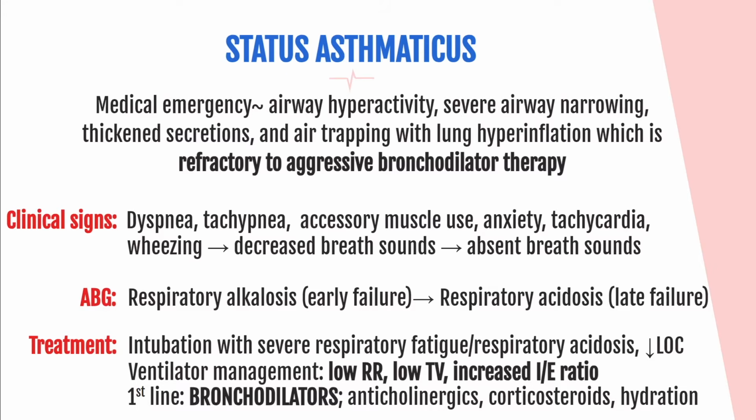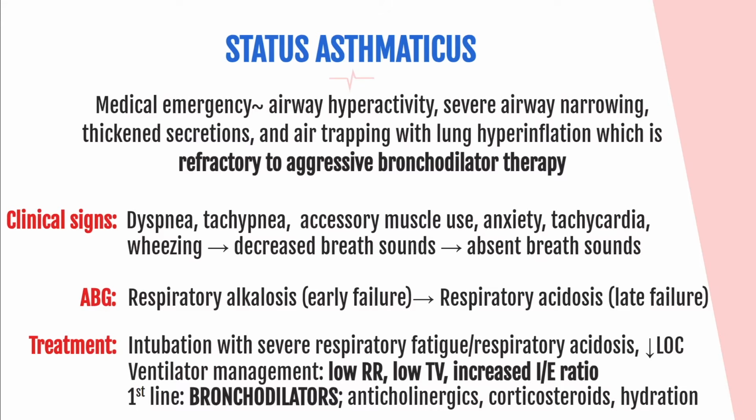When it comes to pharmacological treatment, our first line is going to be bronchodilators or beta-2 agonists, such as albuterol. We can also utilize anticholinergics, such as ipratropium, corticosteroids. And lastly, we want to keep these patients hydrated to prevent thickened secretions, but also due to their insensible water loss from their tachypnea.